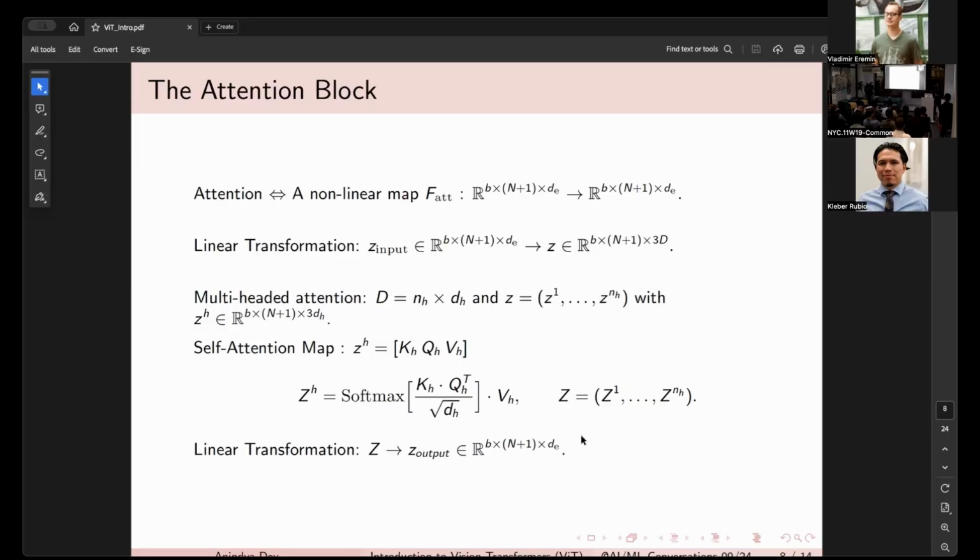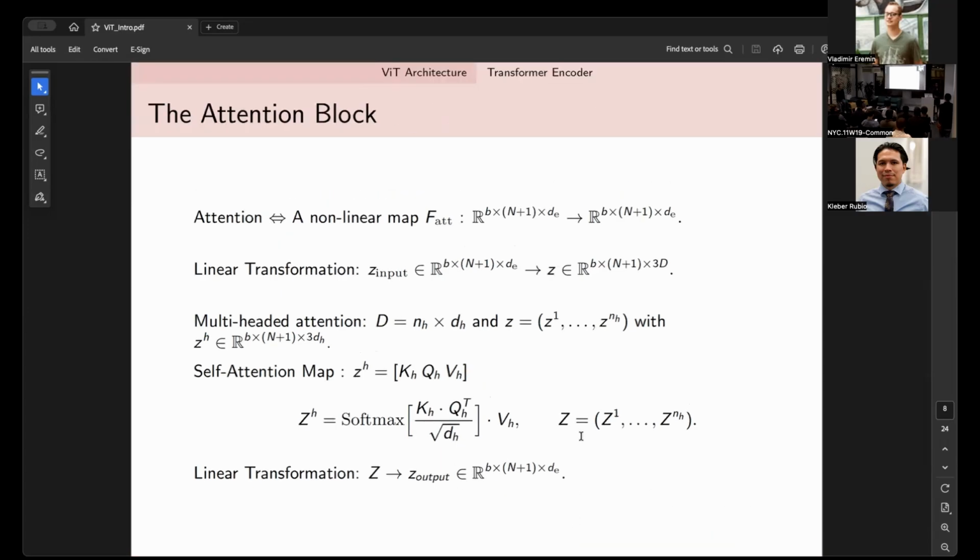Now, this is like algebra, but the important thing to appreciate is that the mixing of the tokens happens at the level of this softmax map. The attention map is what mixes different tokens together. A linear transformation is just mapping one token to another token of different dimension, but it's not really mixing the tokens together. This is the stage where that is actually happening. I'll just stop here for questions or comments.